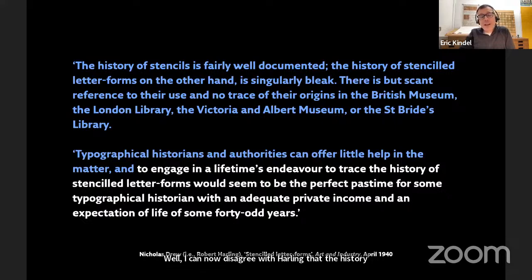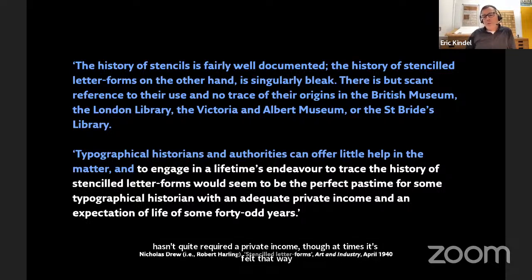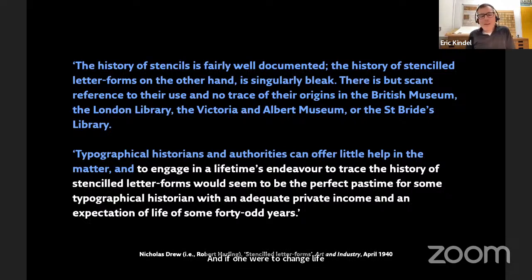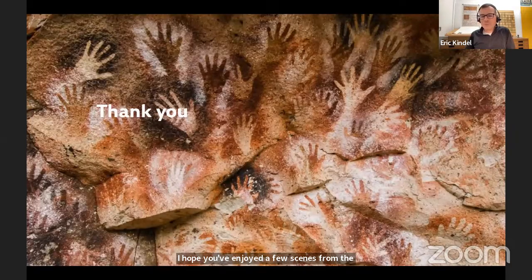Nearly 85 years later, I think it's brighter, but I would agree that it's been the perfect pastime, which hasn't quite required a private income, though at times it's felt that way. And if one were to change life to research career, then tempting fate, perhaps I have time yet in an allotted span of 40-odd years. I hope you've enjoyed a few scenes from the first 25. Thanks.